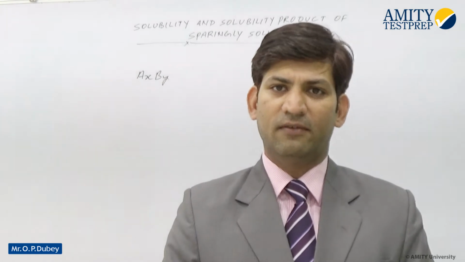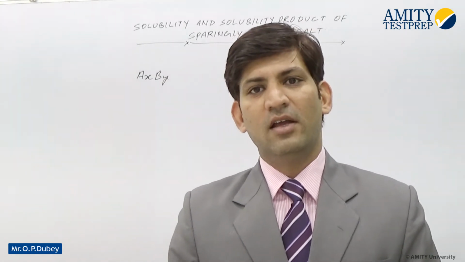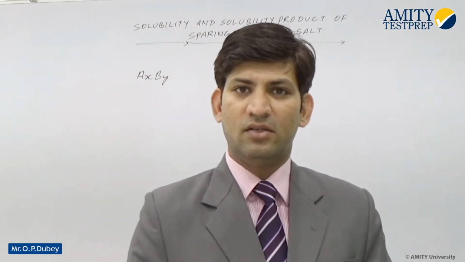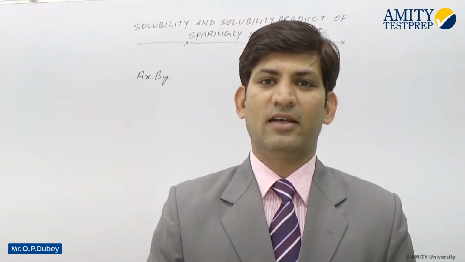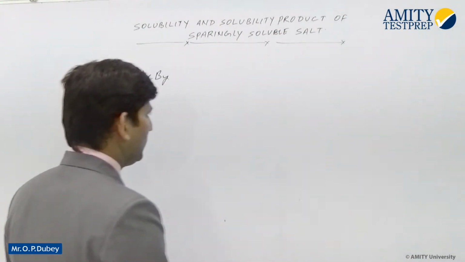What is the solubility of a sparingly soluble salt? How is it defined? The definition of solubility of a sparingly soluble salt is the number of moles of solute or salt dissolved in 1 liter of saturated solution. Now, assuming that the solubility of this hypothetical sparingly soluble salt is S moles per liter, that means it dissolves S moles in 1 liter of saturated solution.